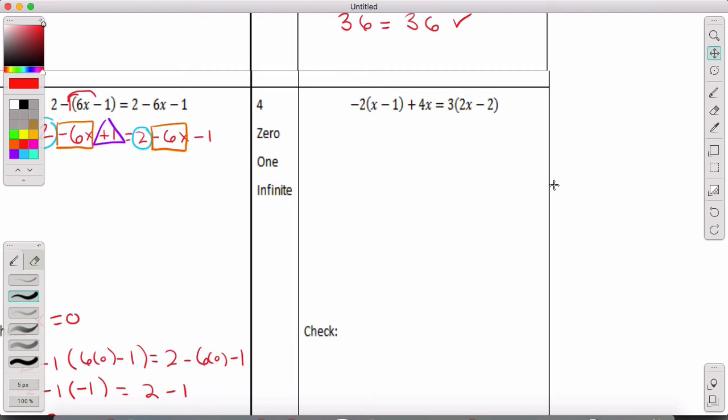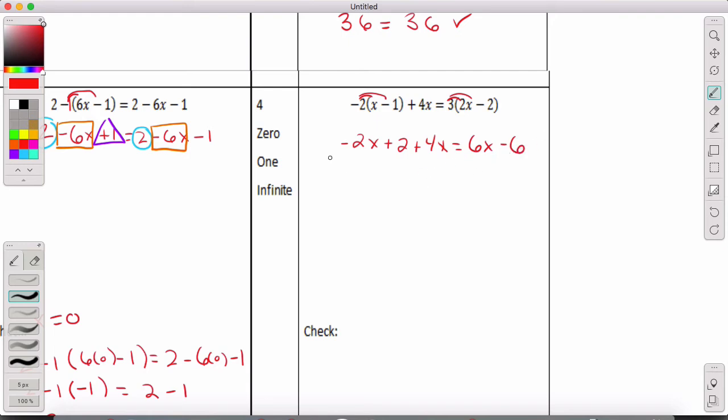Moving on to number 4, we distribute that negative 2 over, and then distribute that 3. So we end up with negative 2x plus 2 plus 4x equals 6x minus 6.